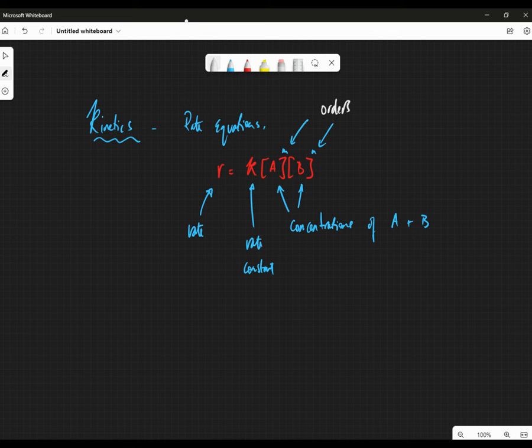In this particular equation, m is the order of reactant A, so it is m order with respect to reactant A. n is the order of reactant B, so it is n with respect to reactant B. And the overall order of the reaction is equal to m plus n.